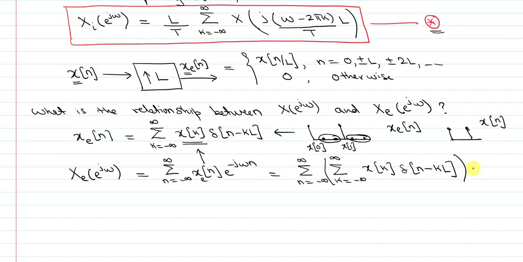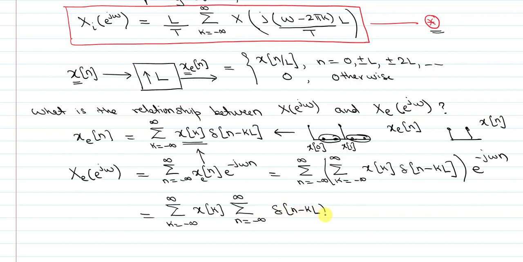This is my x of n, and then I have e to the minus j omega n. Okay, what I'm going to next do is simply do a change of order of the summation. So I'll take k outside, k from minus infinity to infinity, and x of k, and then n from minus infinity to infinity will be inside. Since x of k does not depend upon n, I have taken it out, and then I get delta of n minus kL, e to the minus j omega n.